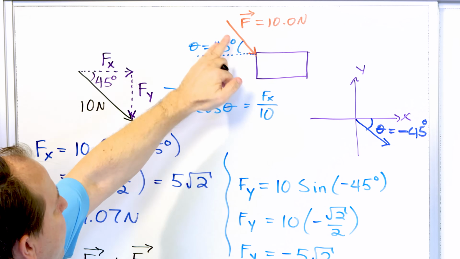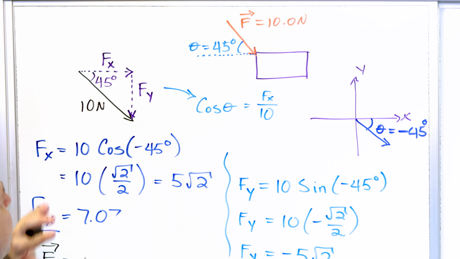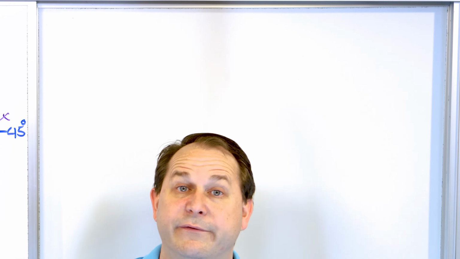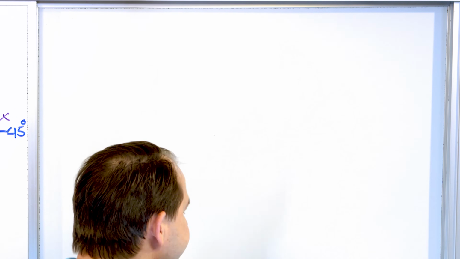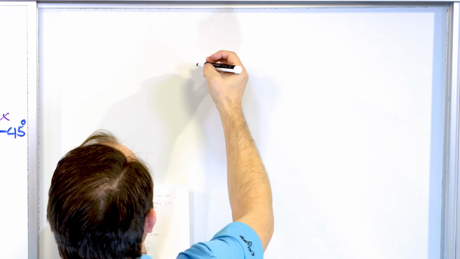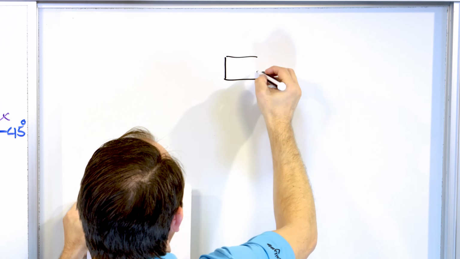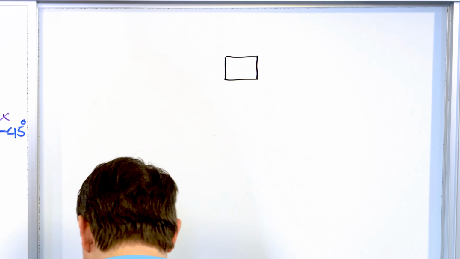Here, I gave you a force at an angle, and I said, tell me the components. We used trig to find the x component and the y component, and I did a lot of talking to show you why it was okay. But now we're going to go in reverse. Instead of doing this, I'm going to give you a box, and I'm going to apply two forces to this box.